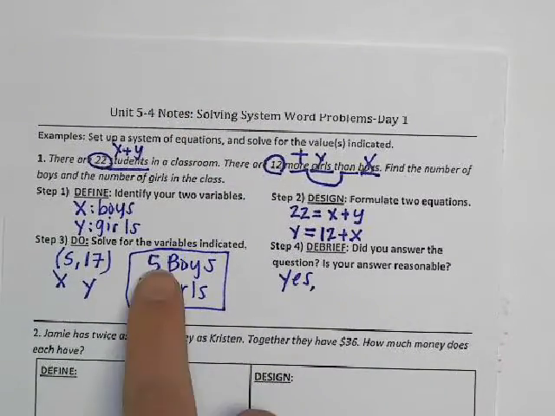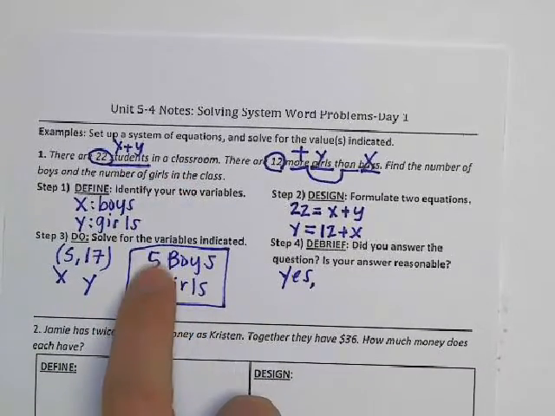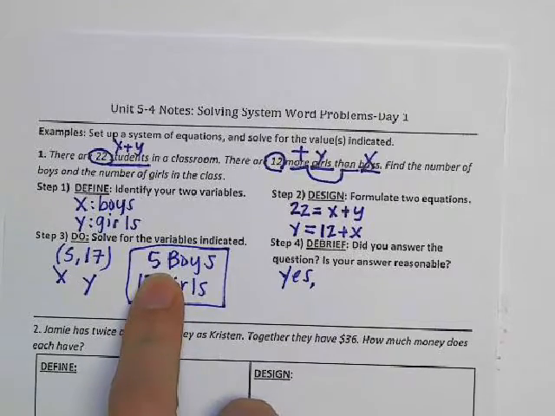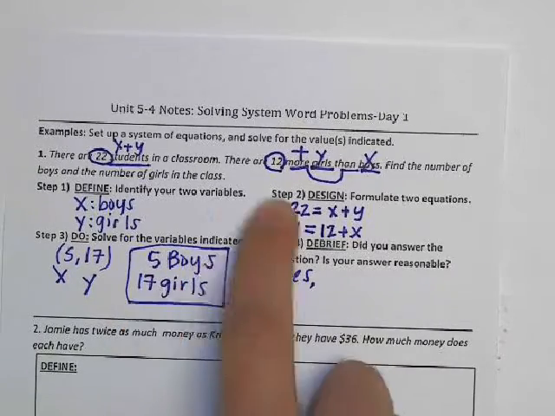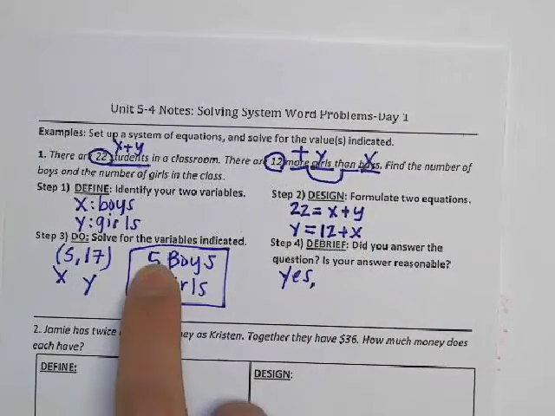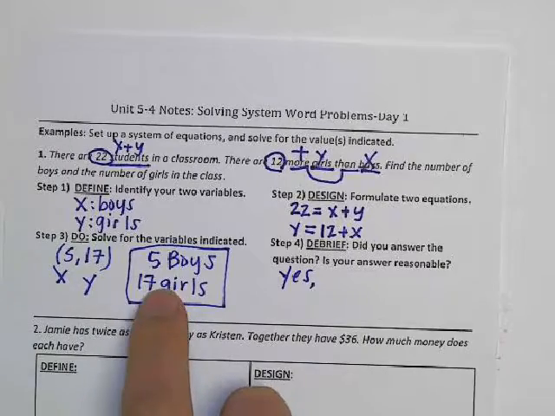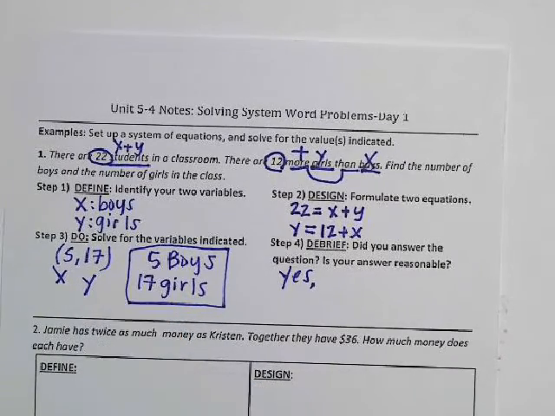Okay. If I took the x and the y, right? It says there are 22 students in the classroom. If I add the boys and girls, does that give me 22? Yes. Then it says there are 12 more girls than boys. Are there 12 more girls than boys? Yes. Okay, there's 12 more girls, 17, than 5 boys. So is this reasonable? Yes.